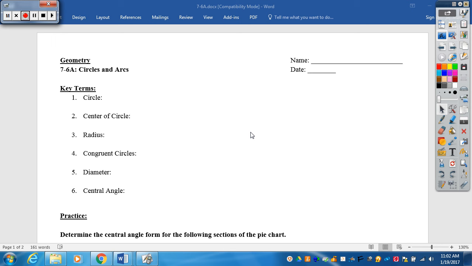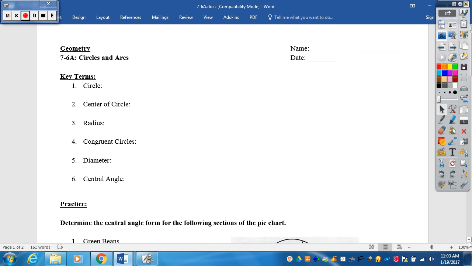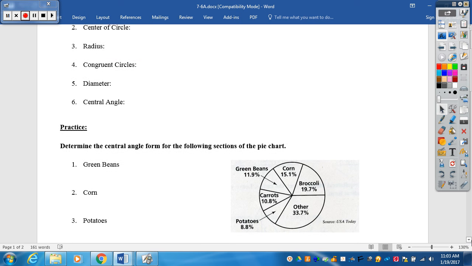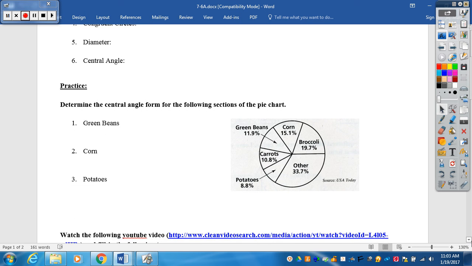Number 6, the central angle. The central angle is an angle formed by two radii within a circle. Okay, so again, an angle formed by two radii within a circle. All right, so what I'd like you to add to that definition, again, an angle formed by two radii within a circle. I'd like you to go ahead and draw a circle on your paper there.